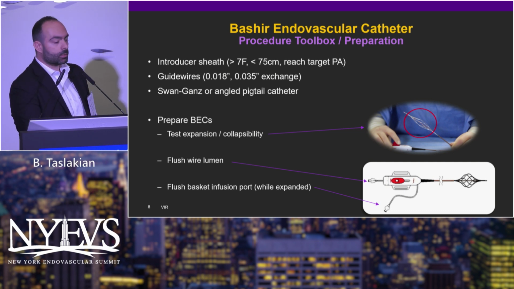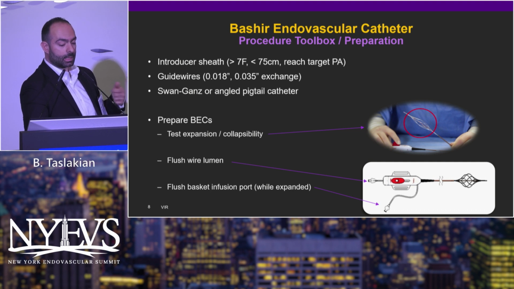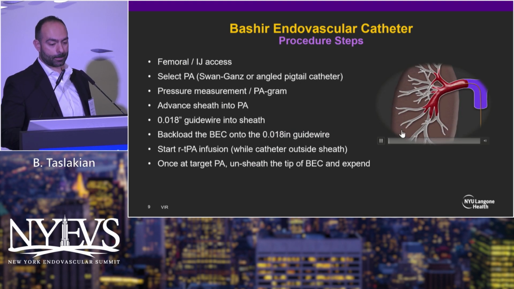You're going to need wires, of course, an 018 wire because the catheter goes over an 018 wire, and 035 exchange length wires, Swan-Ganz or angled pigtail catheter to get access into the pulmonary artery. Prepare the basket on the table, basically testing the expansion and collapsibility of the device, and you can expand and collapse the basket using that handle. Flush the wire lumen as with any other device that we use, and then flush the basket infusion port while expanded.